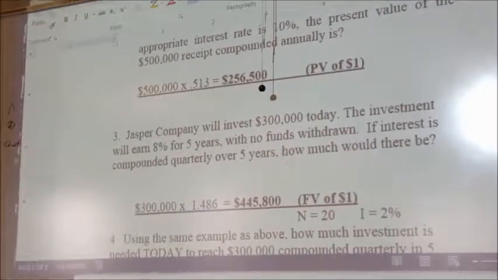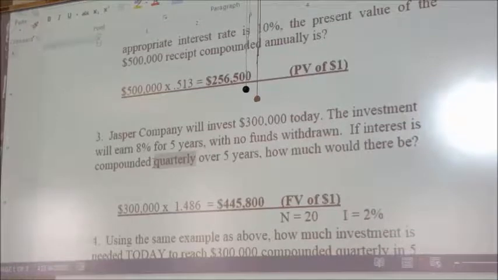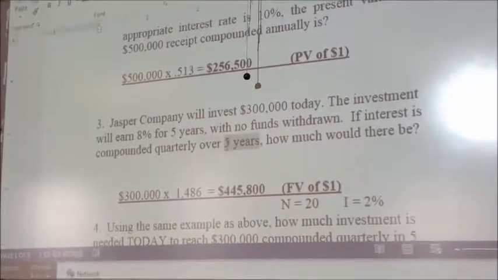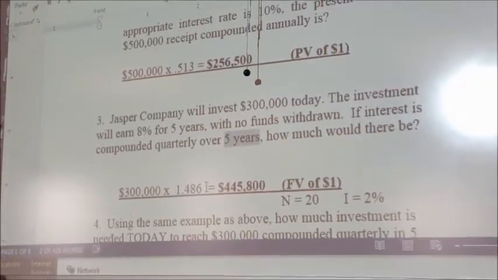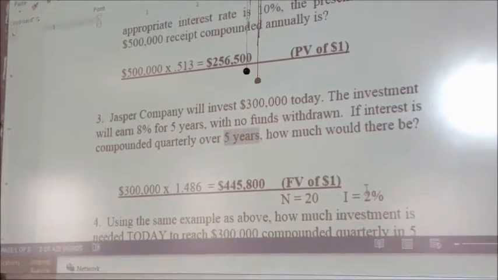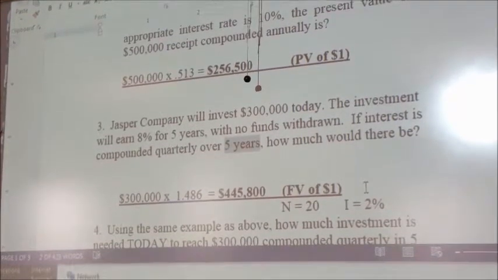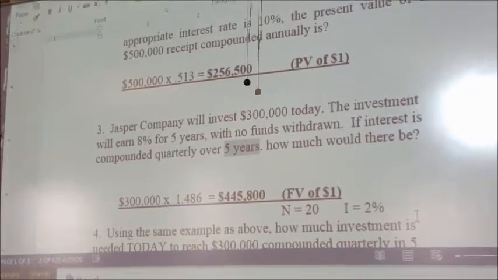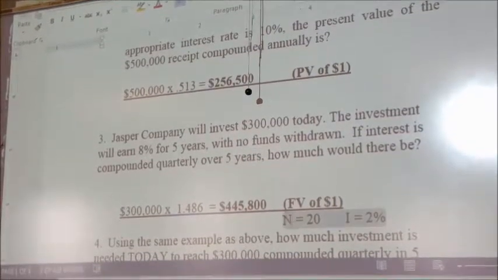Okay. So the key word here was compounded quarterly. That means 4 times a year. And if I do something for 5 years at 4 times a year, 4 times 5 is 20. And then the interest we had on the board a little bit ago, your interest rate 8 divided by how many compounds are you having in a year? And it was 4. So 8 over 4. And now we got the 2.